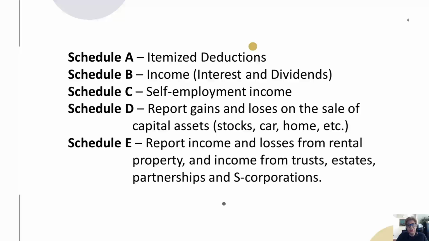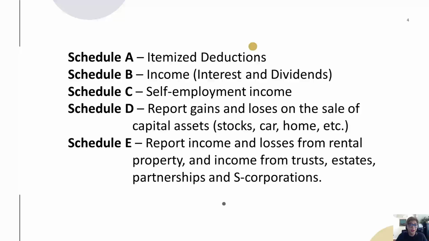Schedule B is for interest and dividends, and Schedule B is only required when you have interest and or dividends that are greater than $1,500. Schedule C is for self-employment income. This is where you're either a sole proprietor or a single member LLC. Any other business structures will be required to file different schedules or forms.